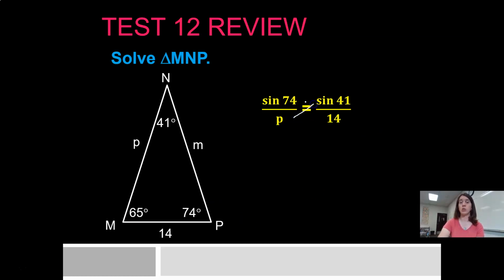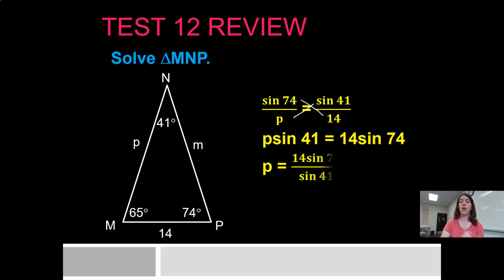Let's go ahead and cross multiply and see what we come up with here. We have p sine 41 equals 14 sine 74. Divide over that sine 41 to get the letter p all by itself. And now again, we can type it in our calculator, and I came up with that p is 20.51.